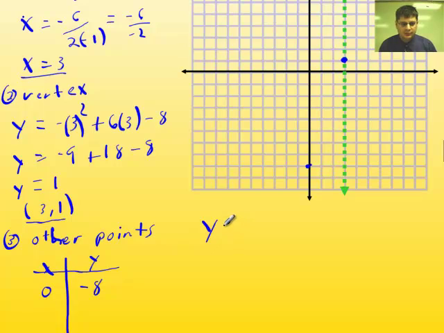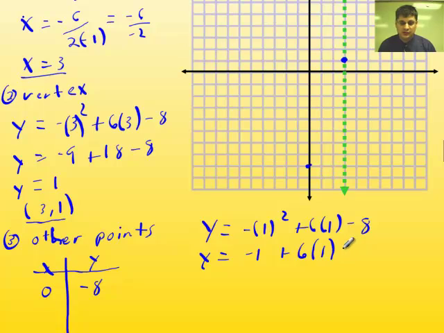So y equals negative, and then 1 squared, plus 6 times 1 minus 8. So this is simply -1, because we square the 1 first and then we apply the negative. Remember, put parentheses around the numbers that you're substituting in. That'll help eliminate sign errors. It's not a guarantee, but it helps.